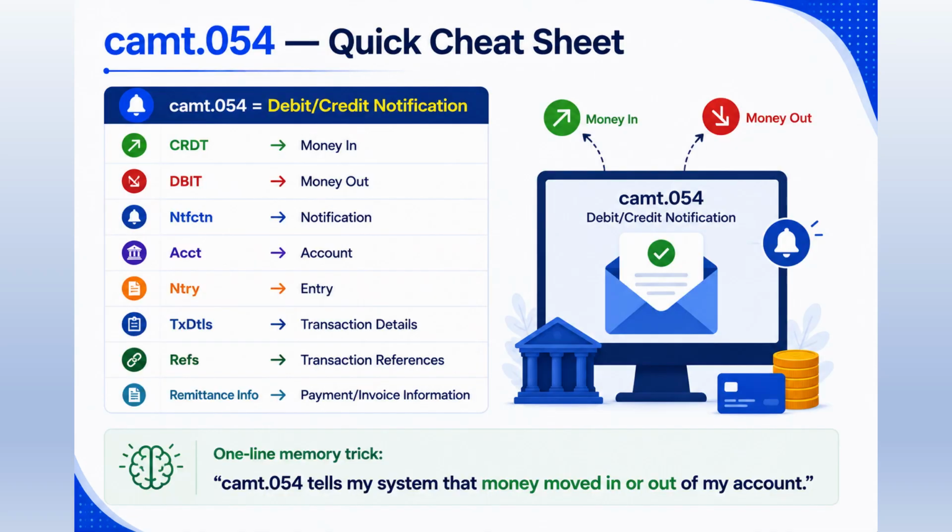Here's your quick camt.054 cheat sheet. camt.054 means debit and credit notification. CRDT means money in. DBIT means money out. Ntfctn means notification. Acct means account. Ntry means entry. TxDtls means transaction details. Refs means transaction references. And remittance information provides payment or invoice-related information. And here's the one-line memory trick. camt.054 tells my system that money moved in or out of my account.